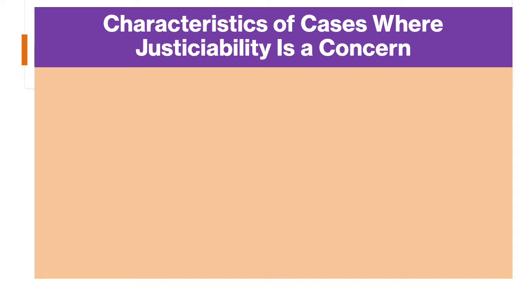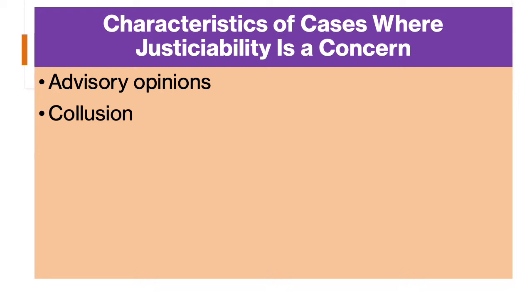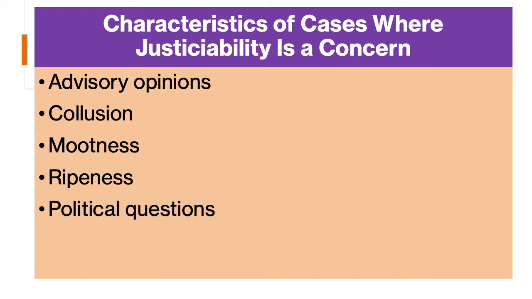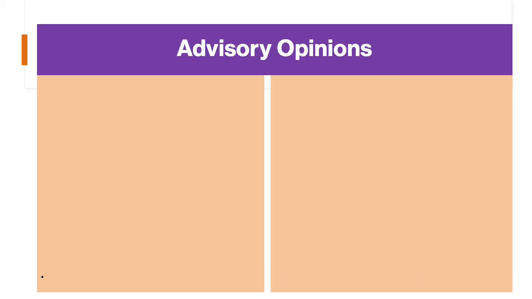Your textbook identifies 5 characteristics of cases where justiciability is a concern: advisory opinions, collusion, mootness, ripeness, and political questions. So let's dig in and take a look at each one of these. Let's start with advisory opinions.